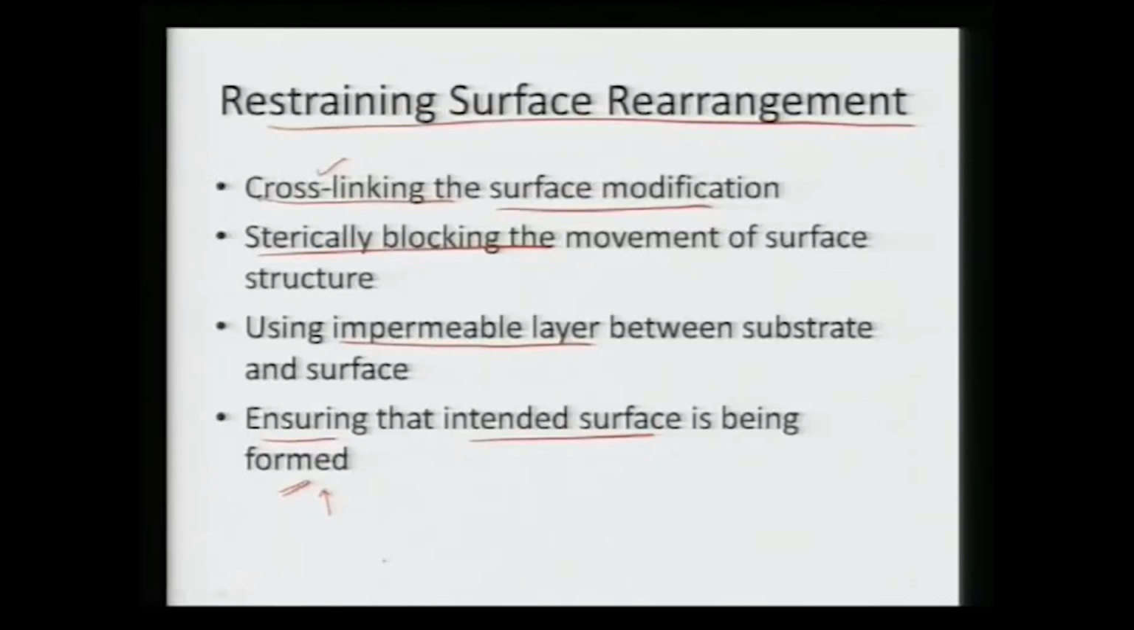So, we want to restrain the surface rearrangement, and that we can do by cross linking the surface, sterically blocking the movement of the surface structure. The arrangement of the chain itself can be in such a manner that it does not allow any rearrangement, or also introducing an impermeable layer between the substrate and the surface in order to minimize the movement. And after we have done that, we also should ensure that the intended surface is indeed being formed on the surface.